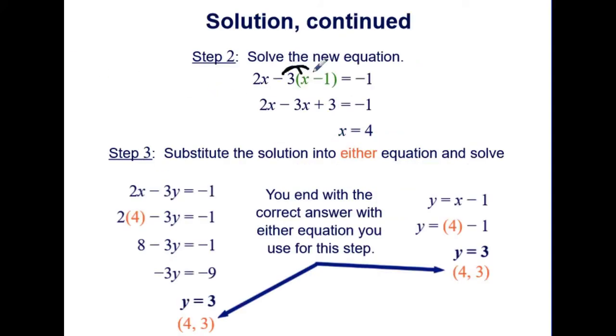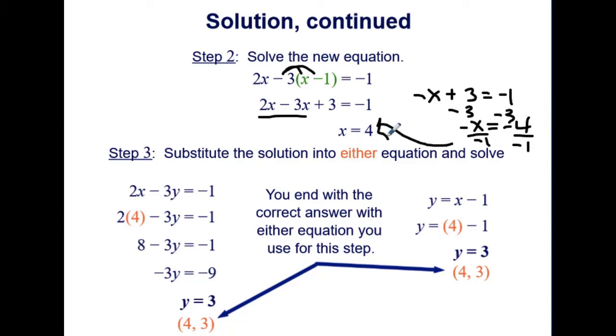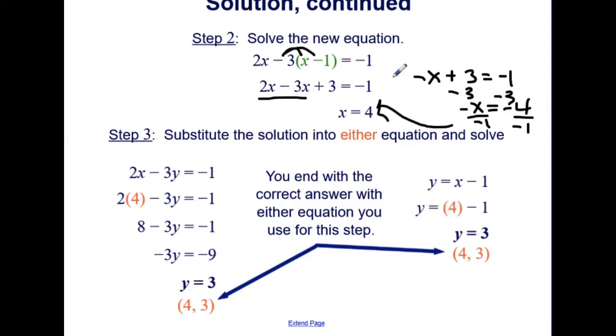We'll distribute the negative 3, making 2x minus 3x plus 3 equals negative 1. 2x minus 3x is negative x, plus 3 equals negative 1. Subtract 3 makes negative x equal negative 4. Dividing by negative 1, we get x equals 4. Once we have x, we can then substitute the solution into either equation and solve.